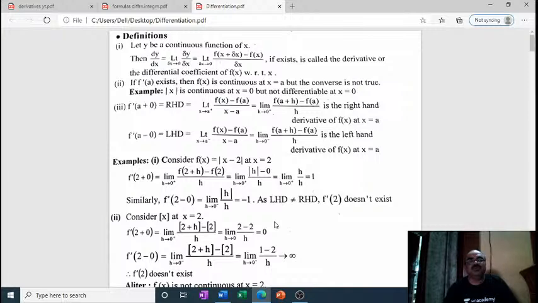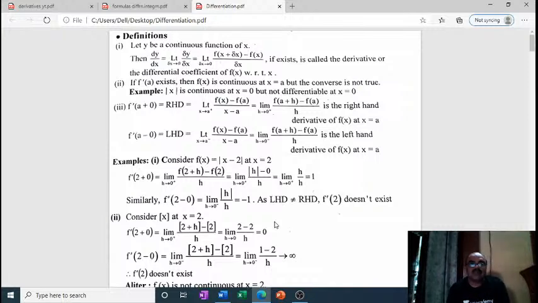Friends, as you know, if y is a continuous function of x, then dy by dx, where delta x tends to 0, exists, with the limiting value as delta x tends to 0 of f of x plus dx minus f of x by dx. And this is called the derivative or the differential coefficient of f of x with respect to x.